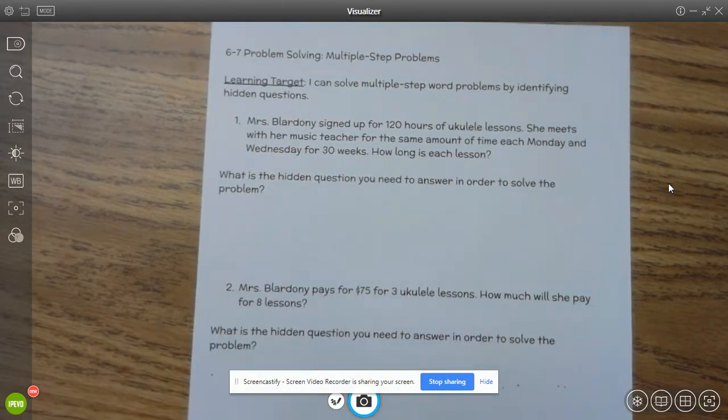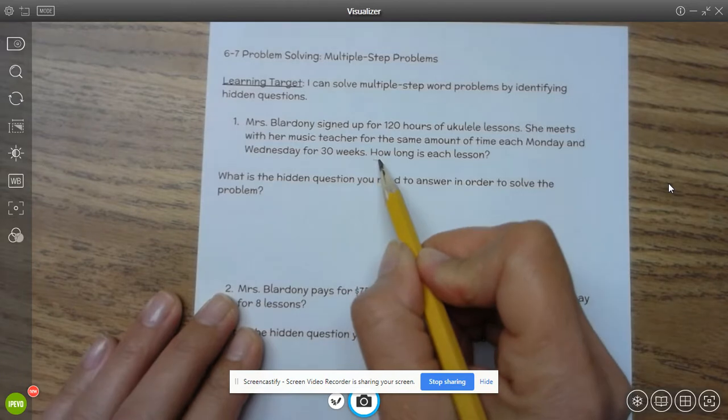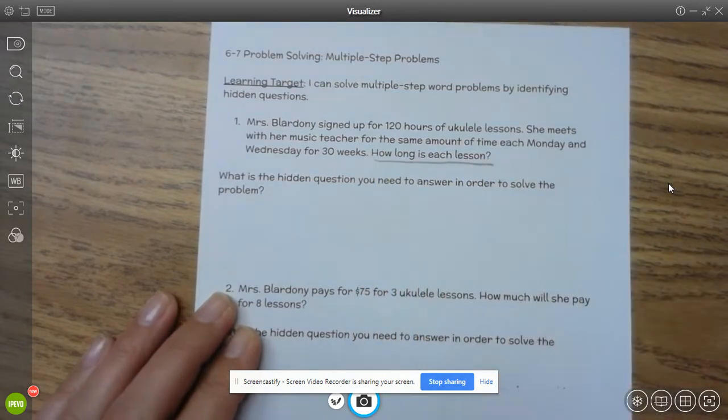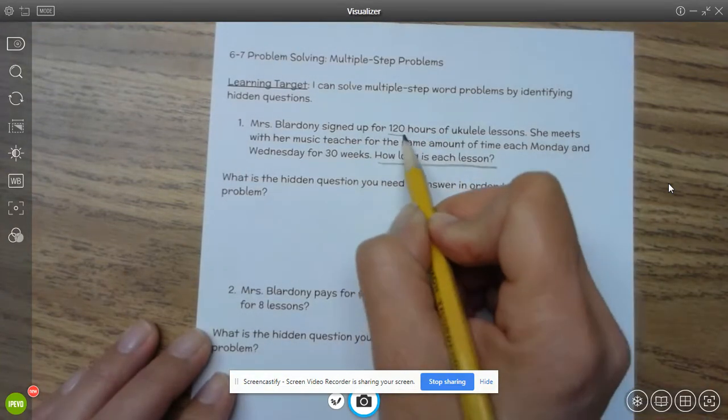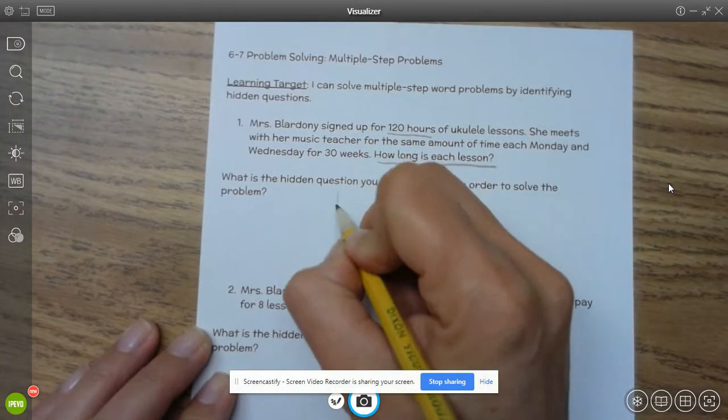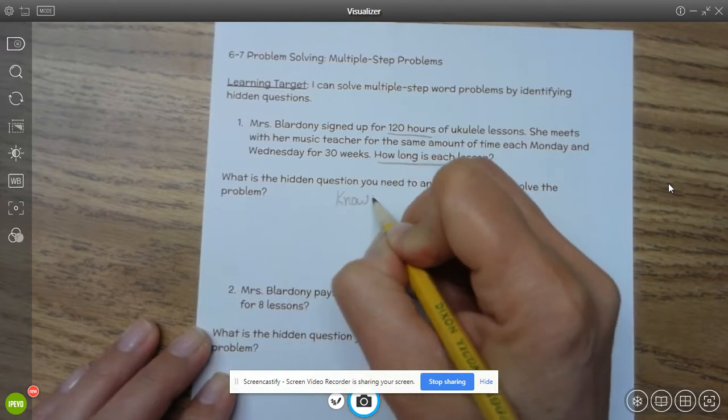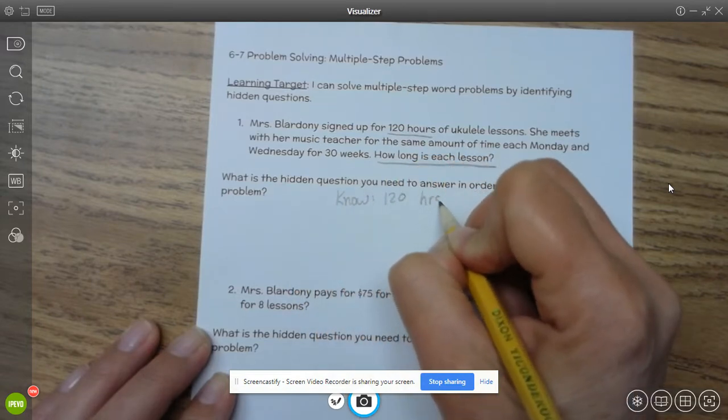So the problem we talked about today was, I signed up for 120 hours of ukulele lessons. I meet with my music teacher for the same amount of time each Monday and Wednesday for 30 weeks. How long is each lesson? So I'm thinking, I know I need to answer this question, okay? But what do I know? I know that I signed up for 120 hours. So this is what I know. So I have 120 hours of lessons.